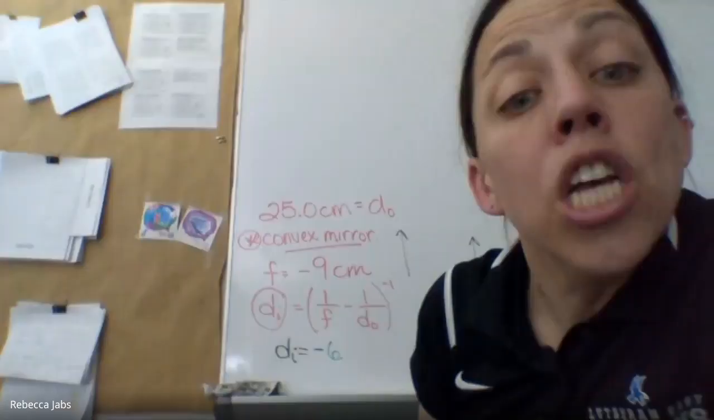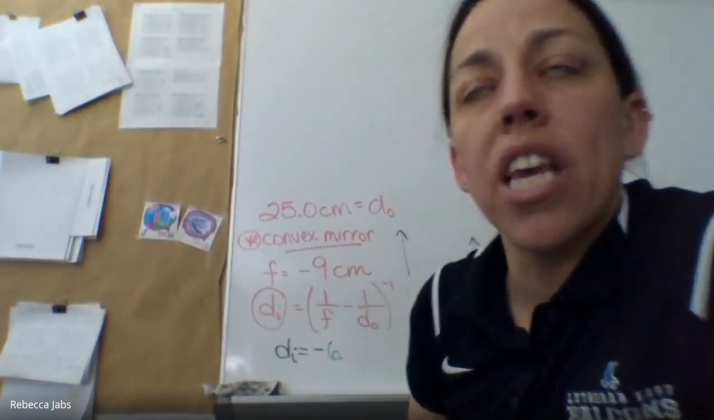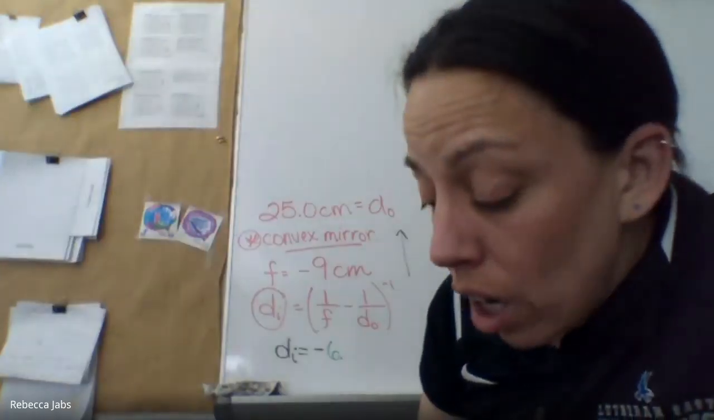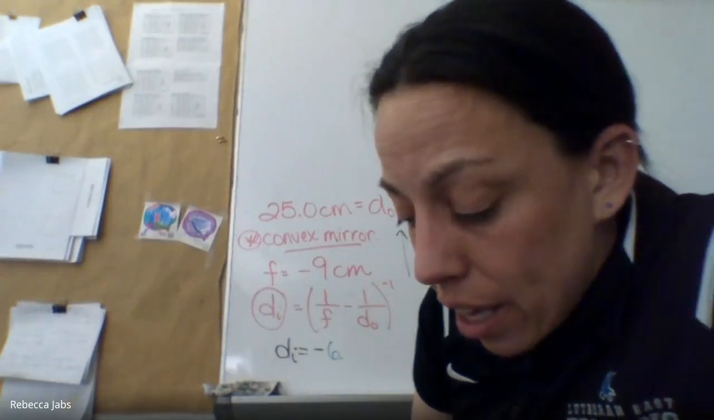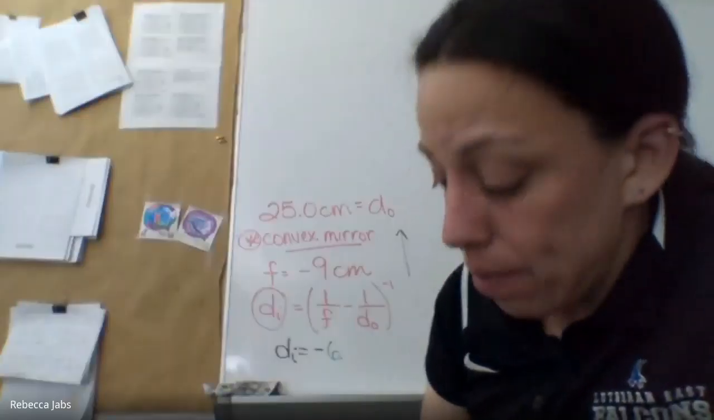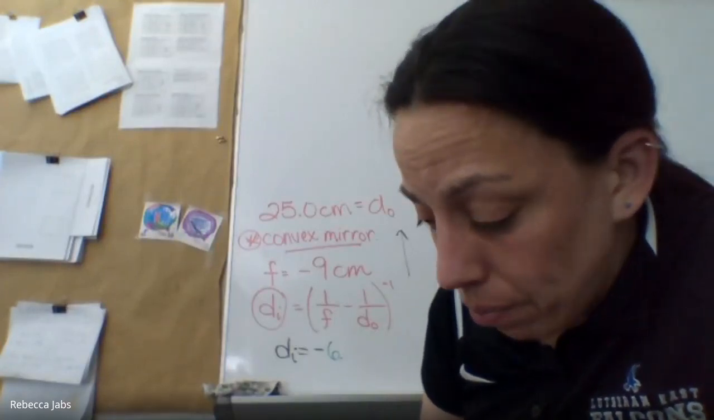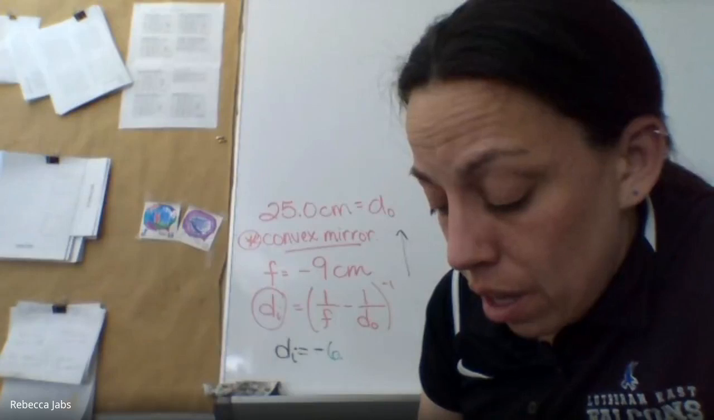It's always a virtual image. So here's another, geez, why don't I just give you the test tomorrow since I'm giving you all the answers today? A convex mirror can only make a virtual image.